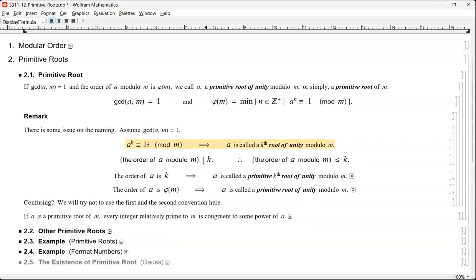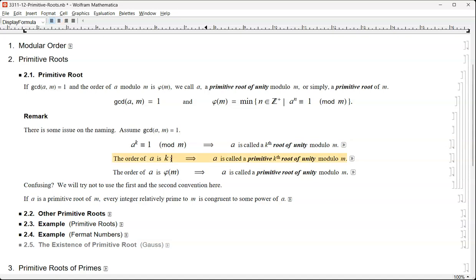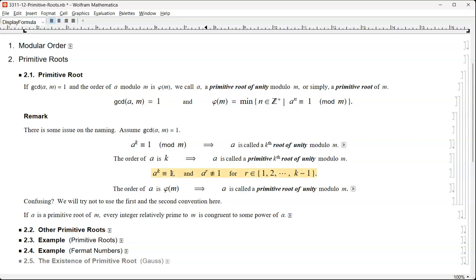A to the k power congruent to 1 mod m means the order of a modulo m is less than or equal to k. Because of the divisibility property that we went through in section 1, this order divides k, so that's less than or equal to k. So when do we reach the maximum? When they become equal, and that's when we have order of a is k. So we got the maximum already. And in that case, a to the k power is congruent to 1, but not only that, for any r less than k, a to the r power is not congruent to 1.